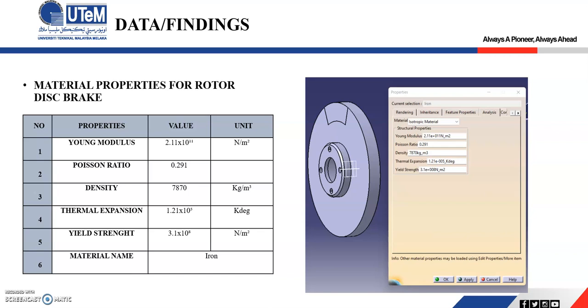Third is the density. The density is 7,870 kilogram per meter cube. For the thermal expansion, the value is 1.21 times 10 to the power of 5, and the unit is per kelvin. For the yield strength, the value is 3.1 times 10 to the power of 8, and the unit is Newton per meter square. For the material, we use iron.